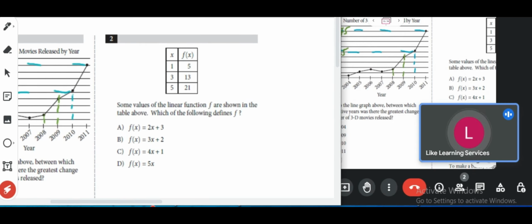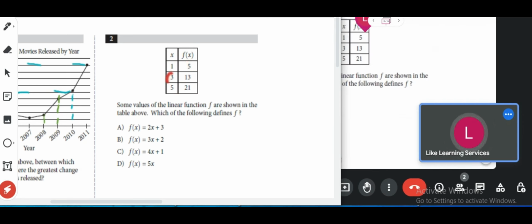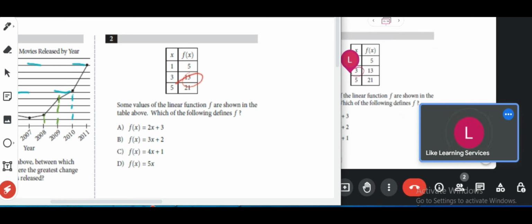Number 2 says, some values of the linear function f are shown in the table. Which of the following defines f? You can see f of x: when x is 1, f of x is 5. When x is 3, f of x is 13. When x is 5, f of x is 21.